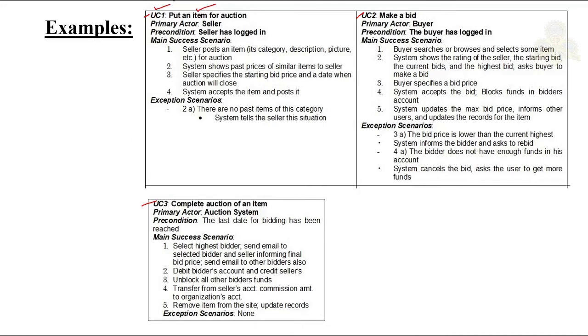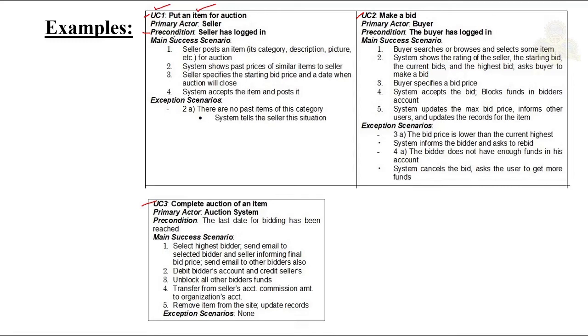Next, we have the precondition here. What does this precondition suggest? It specifies what the system will ensure before allowing the use case to be initiated. Suppose we consider use case 1, put an item for auction. What is the precondition? The precondition here is that the seller has to be logged in. This is an assumption: the seller has logged in, and then only he can perform the operation. Then we will discuss this one by one.